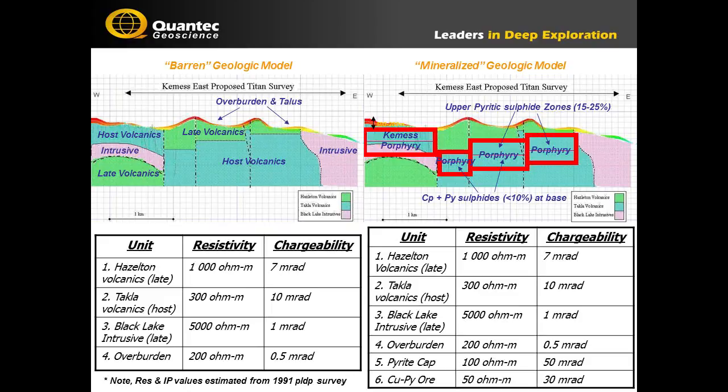So here we see the barren and mineralized geologic models that were developed and the physical properties that were assigned. These are the typical resistivity and chargeability values for the various units. And then the mineralization has been split into the ore, which is the copper pyrite porphyry, and then the pyrite cap, which vary, but not by a whole lot. And you can see there's a significant contrast between both the pyrite cap and the ore and the host lithologies.